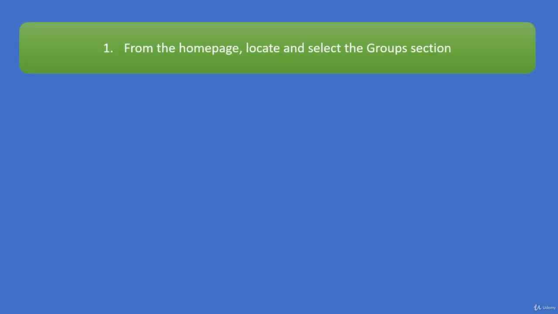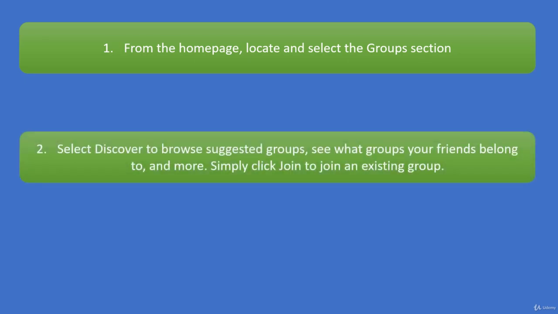The following are the steps that you need to follow in order to join a group. So from the home page, you locate and select the groups section. The groups page will appear. Then second, you select Discover to browse suggested groups, see what groups your friends belong to, and more. You simply click Join to join an existing group.